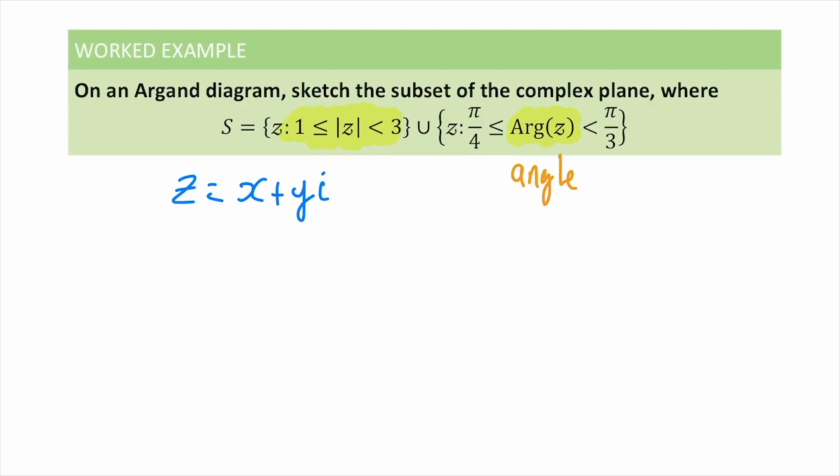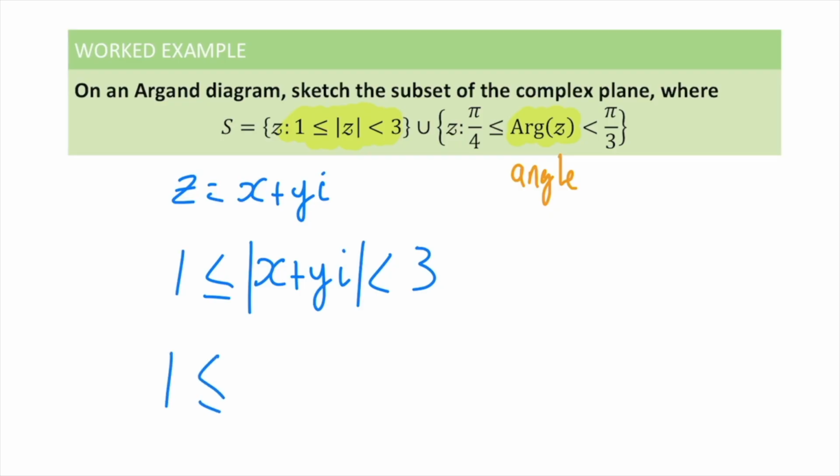So I have two parts. I have an actual equation, and I also have an angle section that I'm going to be considering as well. Now, if I just consider the first part of my question and I substitute in x plus yi, that is going to give me 1 is less than or equal to the modulus of x plus yi, which is less than 3. And again, I want to take the modulus of that x plus yi part. If I find the modulus of x plus yi, that gives me 1 is less than or equal to the square root of x squared plus y squared, which is less than 3.